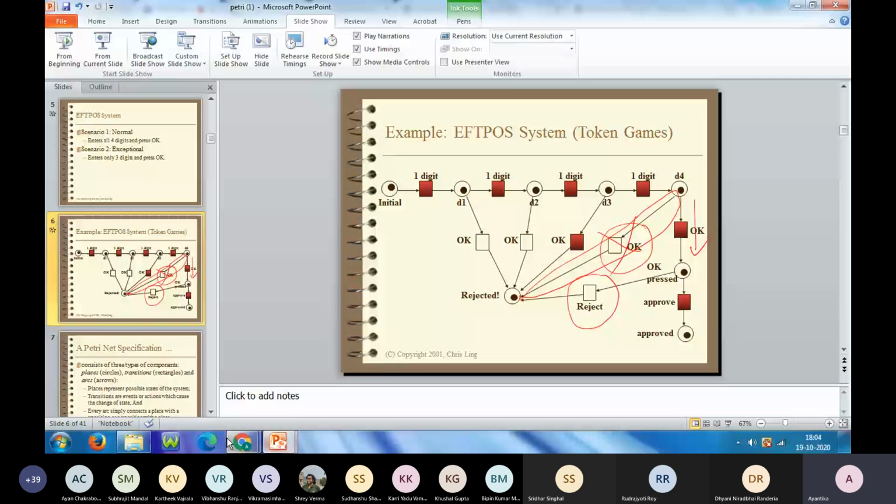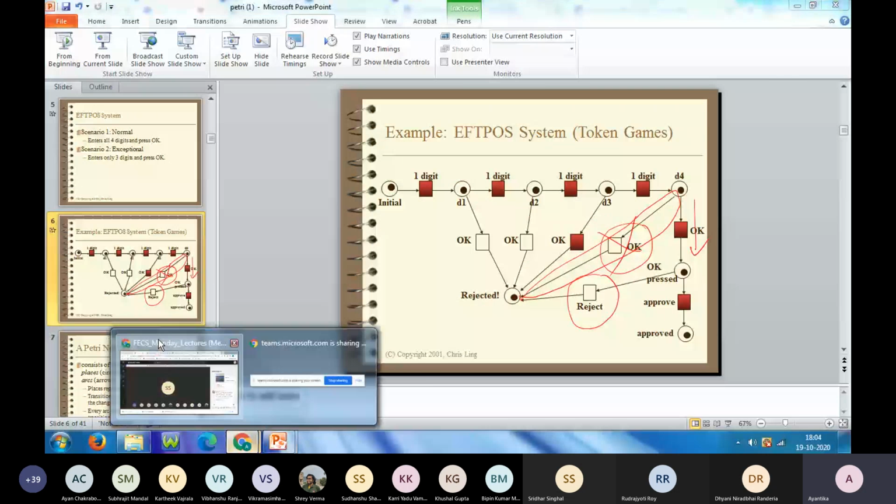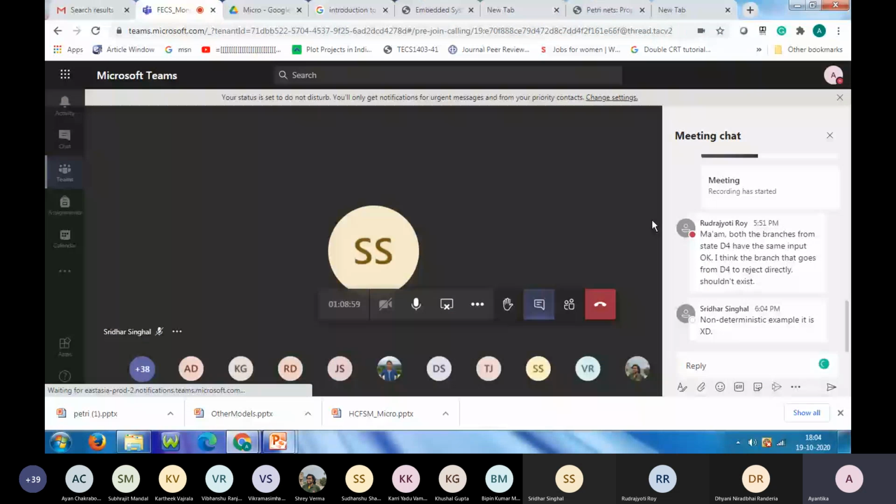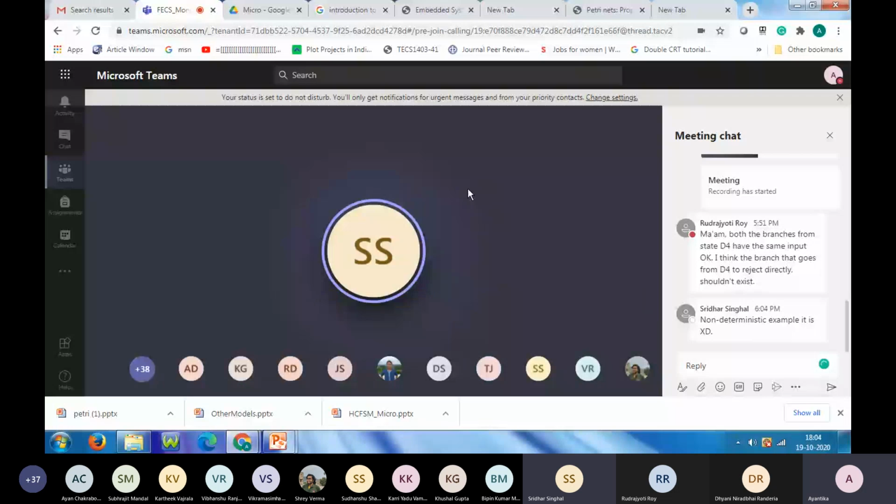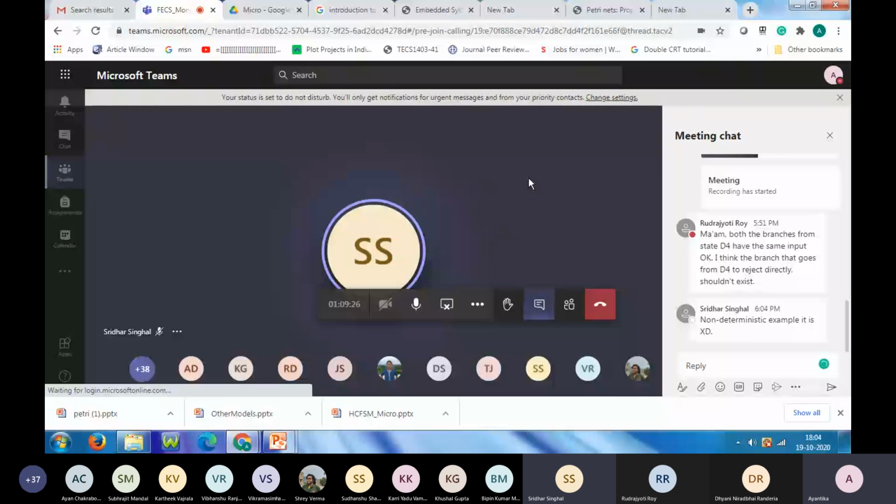Anything else? Any other question? Non-deterministic example, it is 60. Sudha, can you be specific? I'm not getting your point. Ma'am, from that state there are two transitions, more than one transition possible, so it is non-deterministic. Oh yes, there are the same conditions and same states, and from there it is going to different paths. Yes, that is wrong actually. That should not be there.